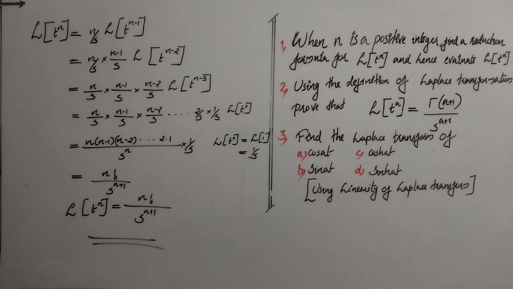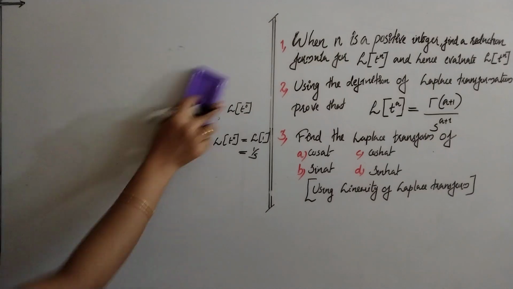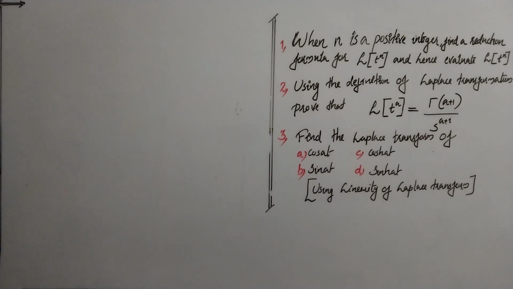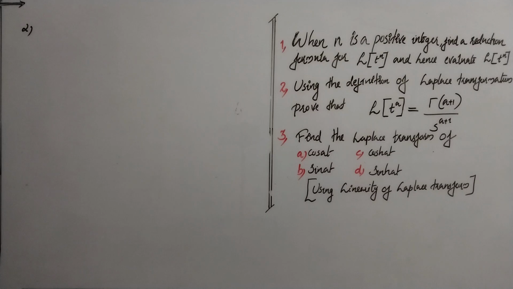Now, what is the second problem? Using the definition of Laplace transformation, prove that Laplace transform of t raised to a is equal to gamma of a plus 1 divided by s raised to a plus 1.